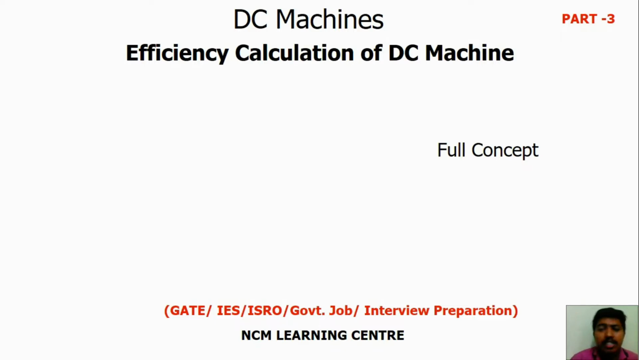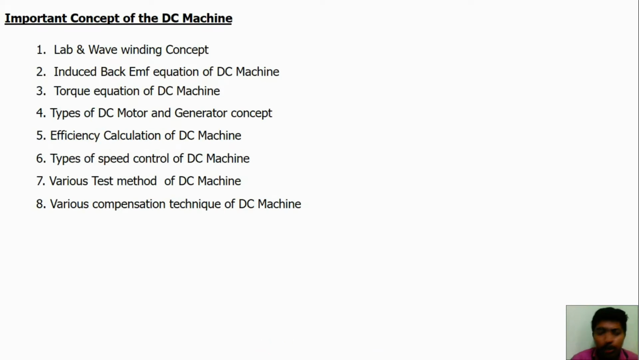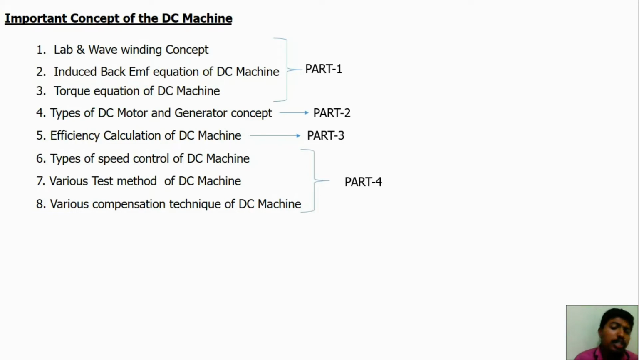We already discussed in the previous videos: in part 1 we discussed the first 3 topics, which are lap and wave winding concepts, the induced back EMF equation concepts, and torque equation concepts. In part 2 we discussed the types of DC motors and generator concepts and the problems from these topics. In this video we are going to discuss the efficiency calculations of DC machine, DC motor and DC generator. In the next videos we will discuss the remaining topics one by one.